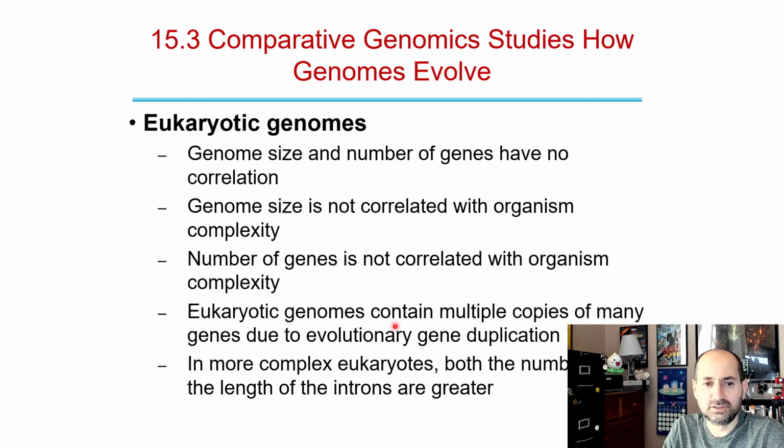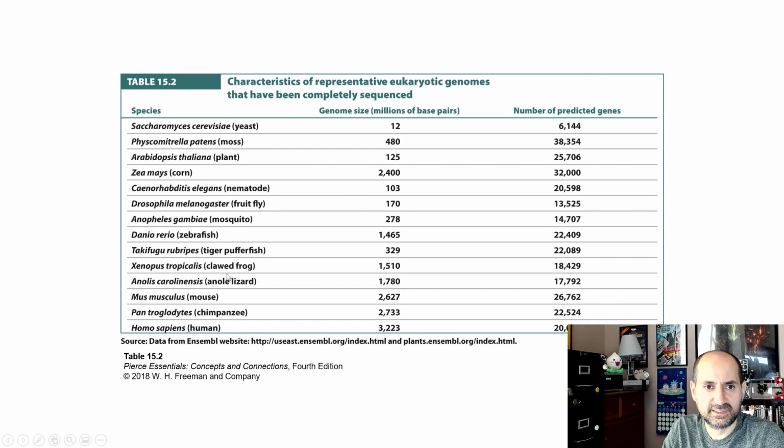Interesting. Eukaryotic genomes contain multiple copies of many genes due to evolutionary gene duplication over time, so you might have several copies of the same gene. In more complex eukaryotes, both the number and length of the introns are greater. One thing we do know is that in the more complex eukaryotes, the number of introns and their lengths seem to be higher. Humans have the most numerous and longest introns of other organisms. Isn't that interesting?